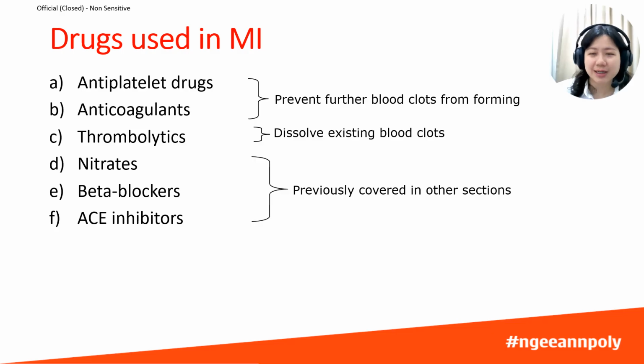So these are the drug classes used in myocardial infarction. Antiplatelet drugs and anticoagulants prevent further blood clots from forming. Thrombolytics will help to dissolve existing blood clots. Nitrates and beta blockers have already been covered in the angina section, and beta blockers and ACE inhibitors have also been previously covered in the hypertension section. So in this section, we will be focusing on antiplatelets, anticoagulants, and thrombolytics.